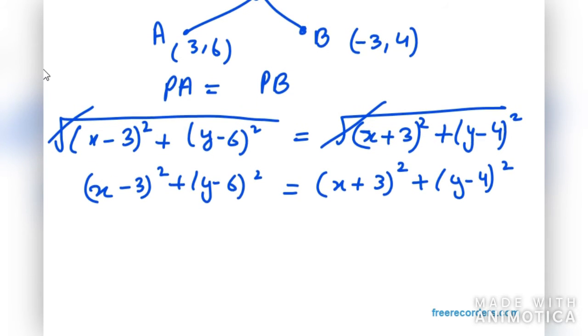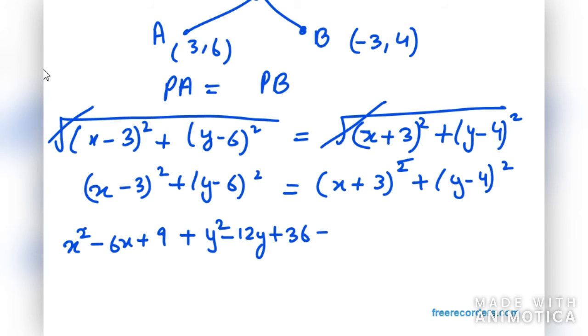Now putting the values, expanding the brackets, we will get x square minus 6x plus 3 square, that is 9, plus y minus 6 whole square, y square minus 12y plus 36, equal to x square plus 6x plus 9 plus y square minus 8y plus 16.